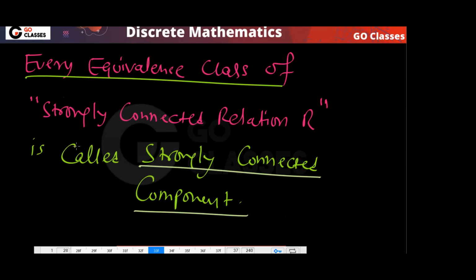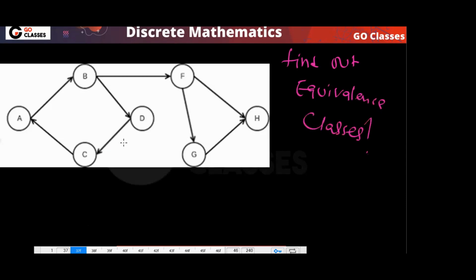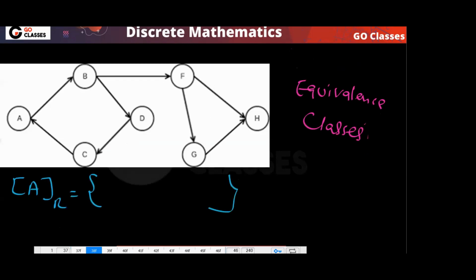Now let's apply this on this graph. How many equivalence classes are there? Let's find out. What is the equivalence class of A? The equivalence class of A will have A. And just notice one thing: this is a loop.